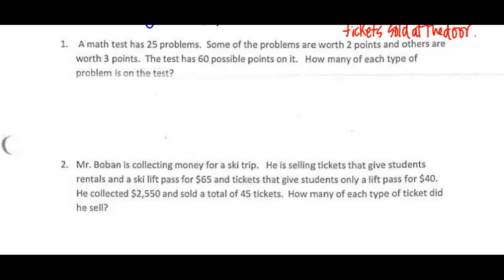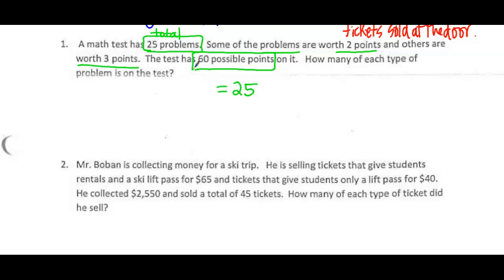So the first question here says, a math test has 25 problems. So I'm going to stop right there at a math test has 25 problems. Because if your math test had 25 problems, that would mean you have a total of 25 problems. So right there, we know that something has to equal 25. 25 total problems. We keep on reading, and it says some of the problems are worth 2 points, and others are worth 3 points. The test has 60 possible points on it.